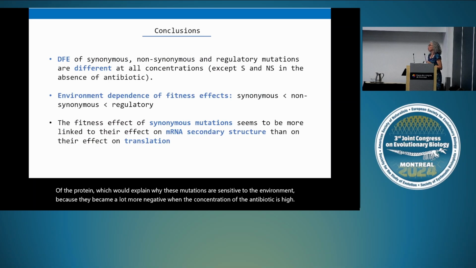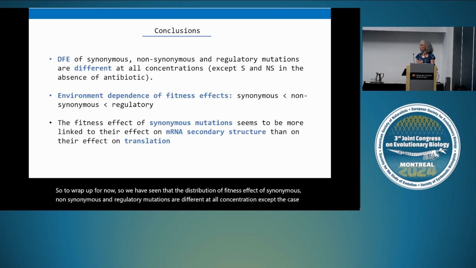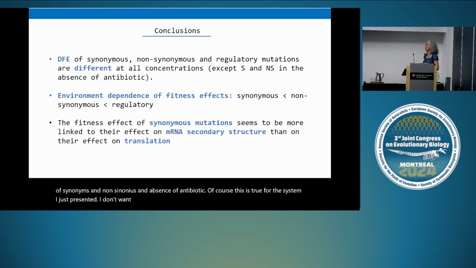So to wrap up for now, we have seen that the distribution of fitness effects of synonymous, non-synonymous, and regulatory mutations are different at all concentrations, except in the case of synonymous and non-synonymous in the absence of antibiotic. Of course, this is true for the system I just presented. I don't want to generalize to everything.